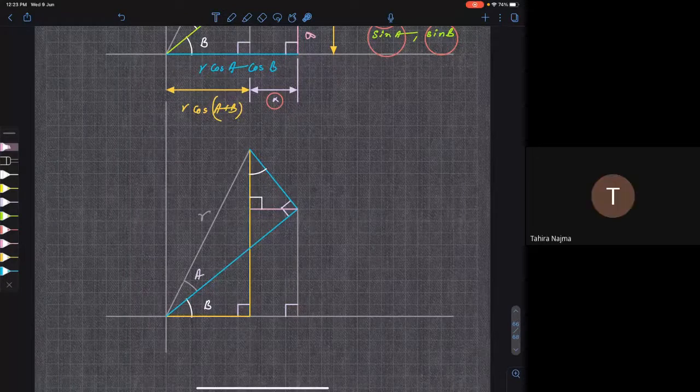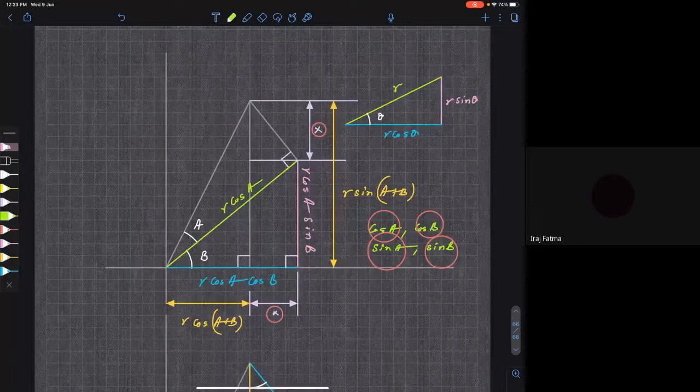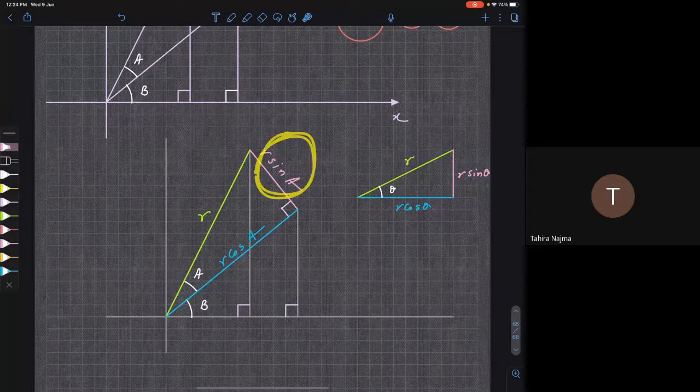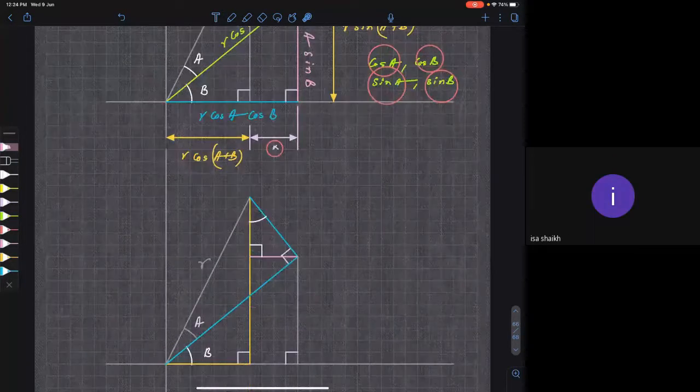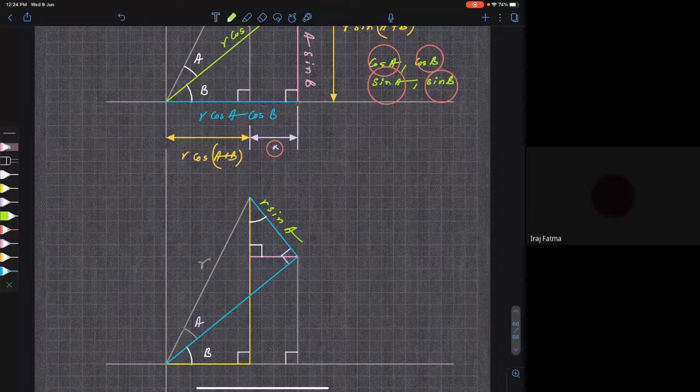Whose hypotenuse you already know. Whose hypotenuse is r sin A. Okay. Let me just write it down. See, what was this side? This was r sin A. So I'll write down, this is r sin A, and that is r sin B. Are you getting my point? Yes, sir. Okay.